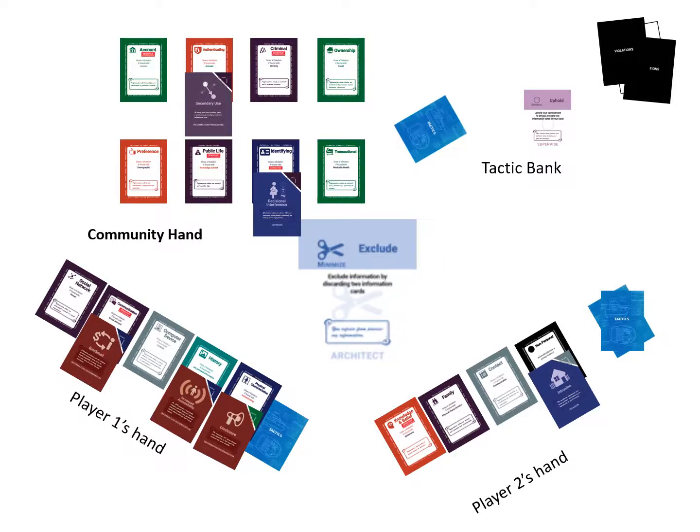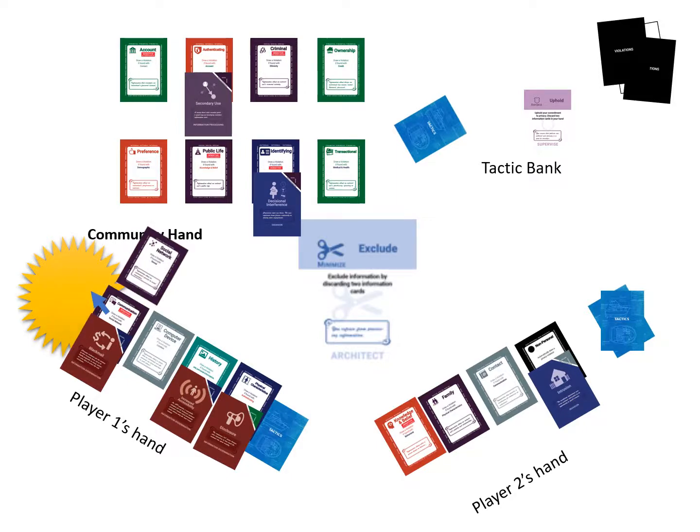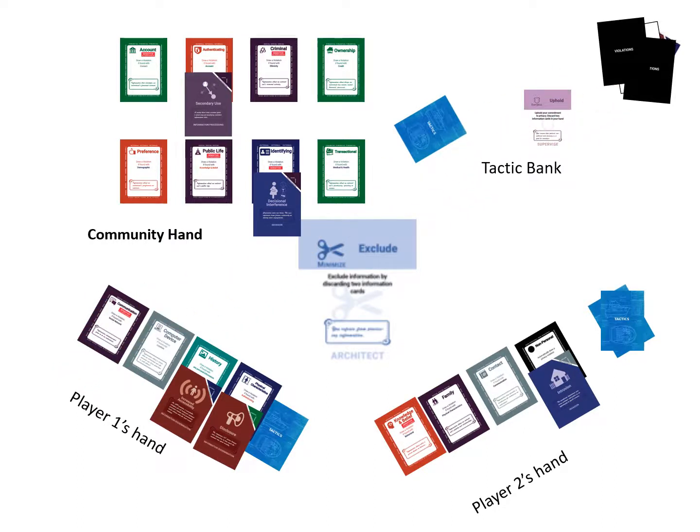This is the one they'll play. The first card they discard is social network. And because social network was a risky combination with communication, and there was a violation associated with this, now they can get rid of that violation. In addition, the second information card they're going to discard is account information. Because this was a risky combination with authenticating, they're now able to remove the secondary use violation from authenticating.